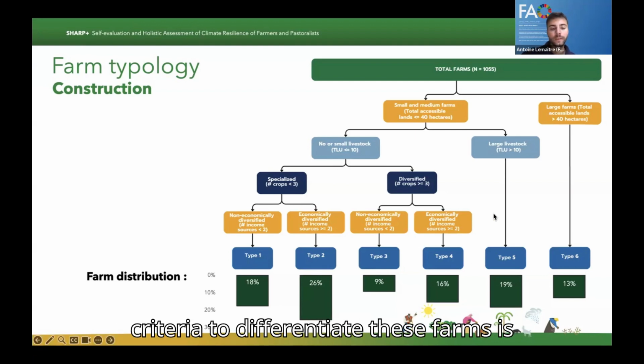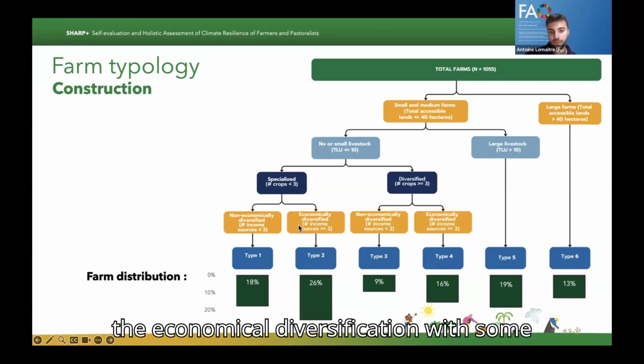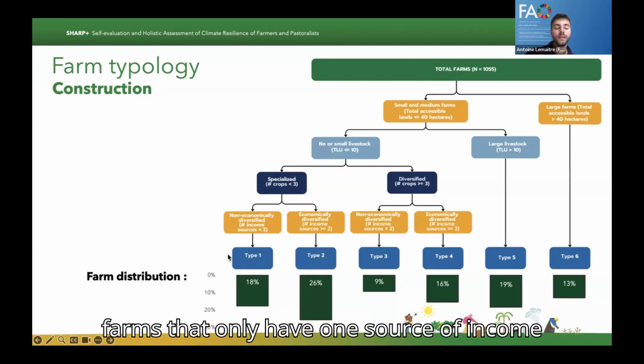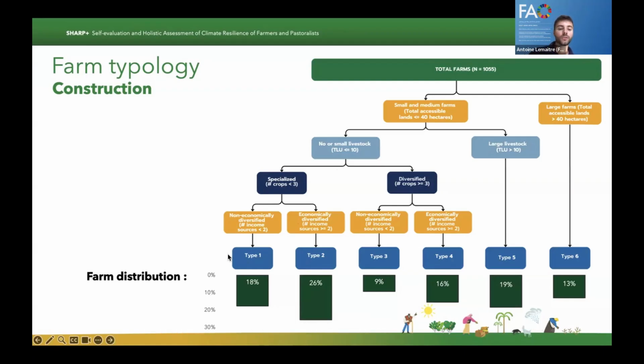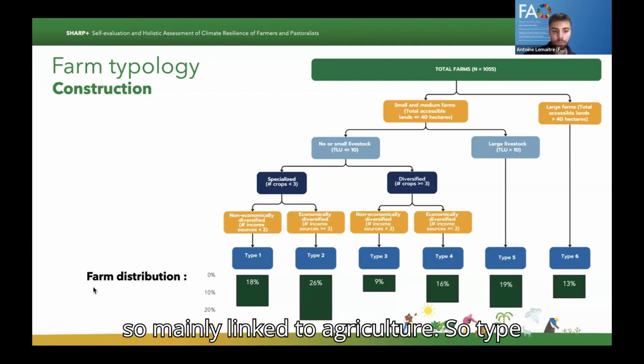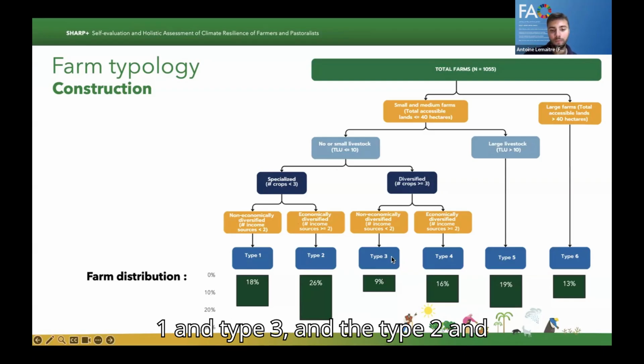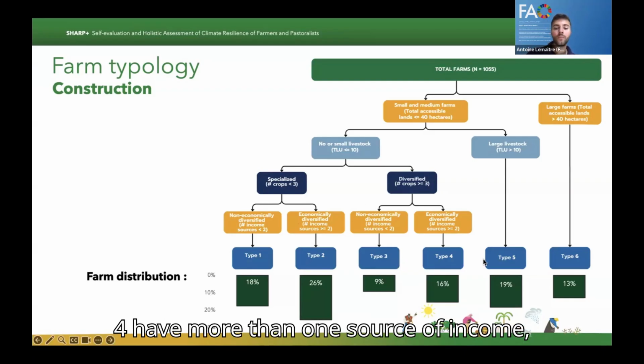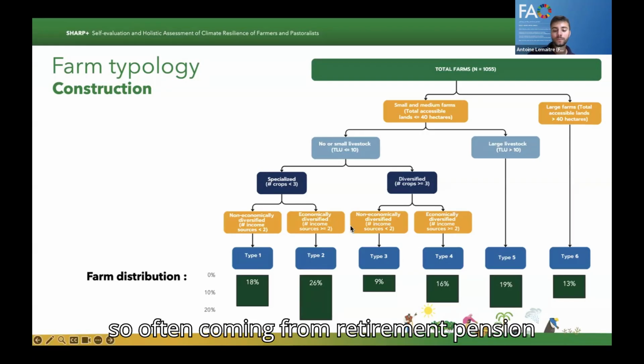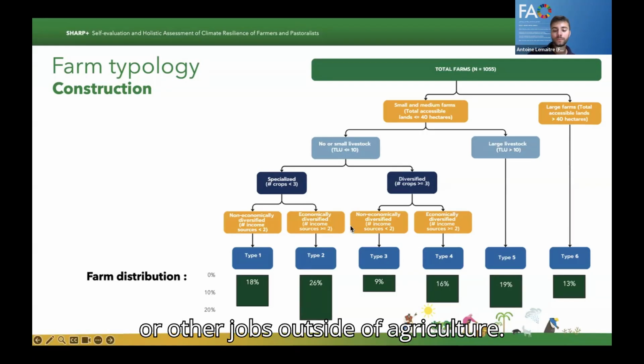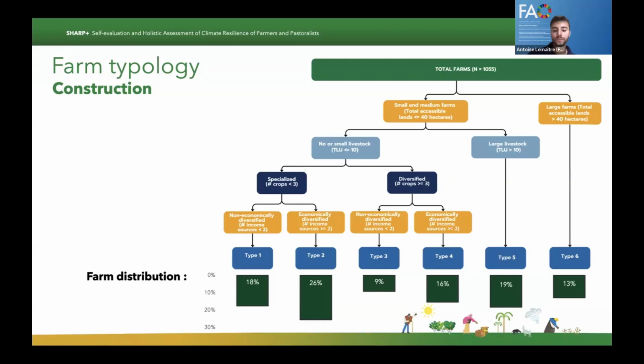And the last criteria to differentiate these farms is the economical diversification, with some farms that only have 1 source of income, so mainly linked to agriculture. So type 1 and type 3, and the type 2 and 4 have more than 1 source of income, so often coming from retirement pension or other jobs outside of agriculture.